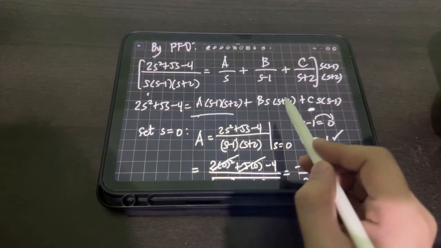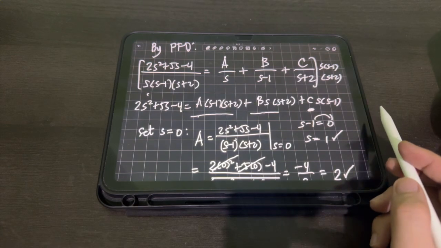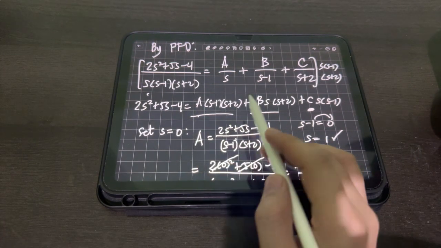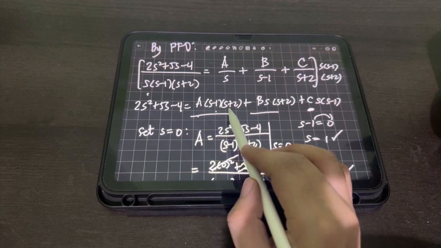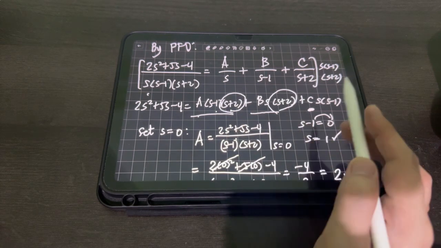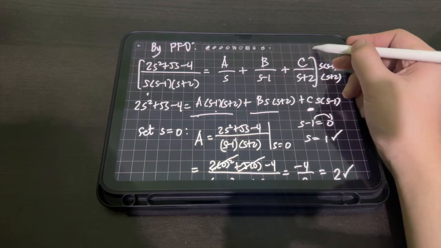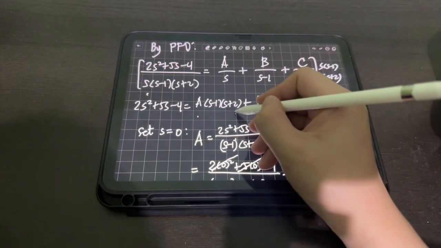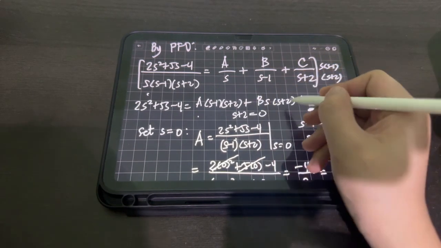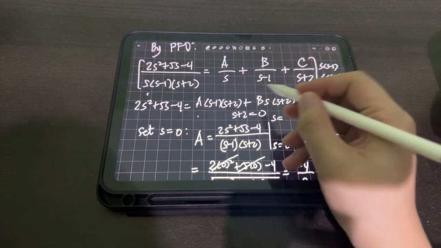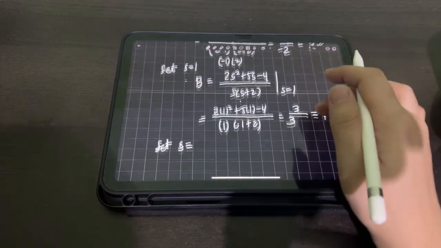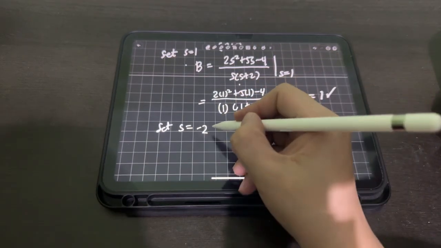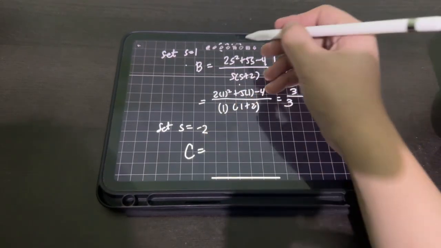This time, we can look for the common factor of the other unknowns, A and B. What is the common factor of A and B? The linear factor S plus 2, right? Equate that common factor to 0. So S plus 2 equate to 0, then solve for S. Transpose 2 to the right, S is negative 2. So we can set S equal to negative 2 to obtain the value of C.